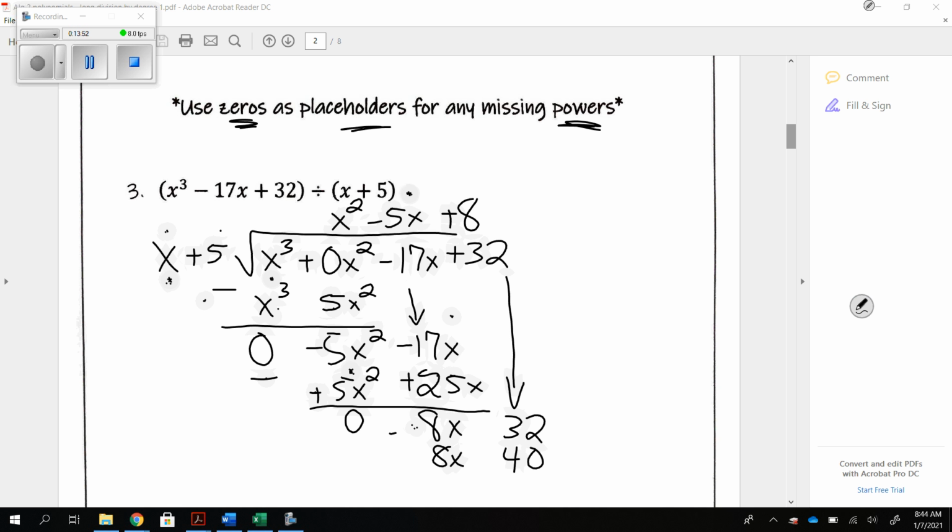I'm running out of room, so I'm going to write tiny. Again, 8x minus 8x is 0, and then 32 minus 40 is negative 8. We see negative 8 is our remainder because there's nothing else left to do. So we come up here and we write it. So our final answer is x squared minus 5x plus 8, and then our remainder is minus 8 over this little formula right here, the divisor, x plus 5. And that is how we do it. That time I didn't make a mistake. Okay, all it takes is practice.